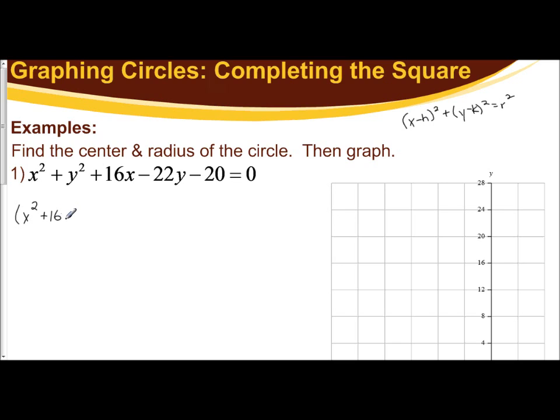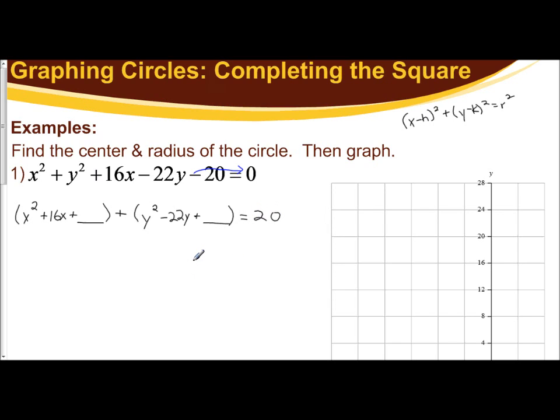I'm going to have to complete the square with this, and so then I'm going to add in my placeholder for completing the square. And I have plus a y squared, a minus 22y. And again, I'm going to have to complete the square with this, so I'm going to insert a placeholder. Now I notice here it's equal to 0. However, in standard form, we need a number here so that we can draw a circle. So that tells me this negative 20 needs to go to the other side. And so that means I would add it. So I would move the negative 20 to the other side and make it a positive 20.